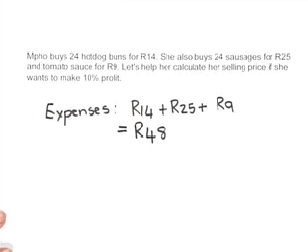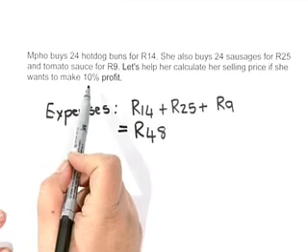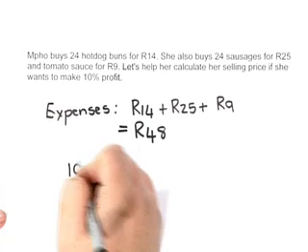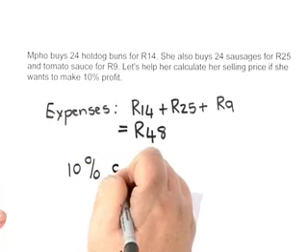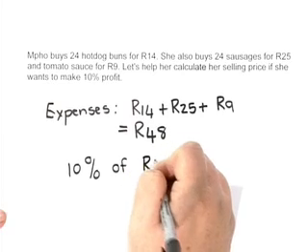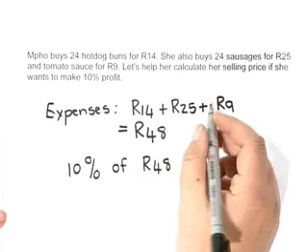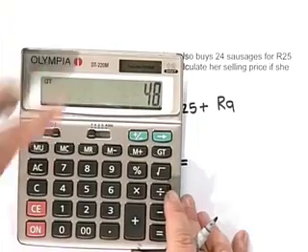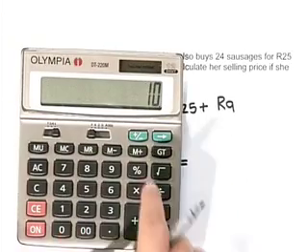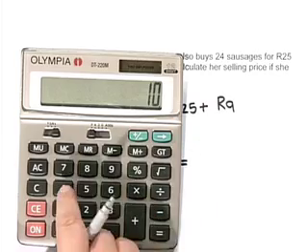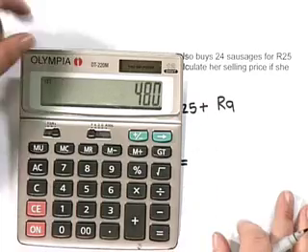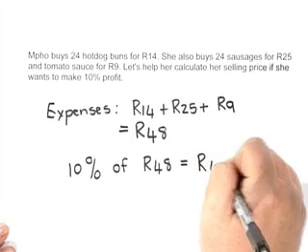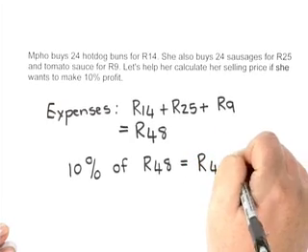That was the cost of her expenses, but we're looking for 10% profit. So we need to work out 10% of 48 Rand. Shall we use our calculator? We need to calculate 10% of 48 Rand. Her total profit will be 4 Rand 80.